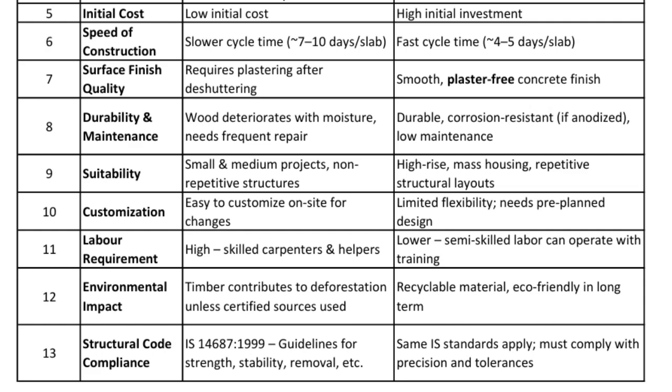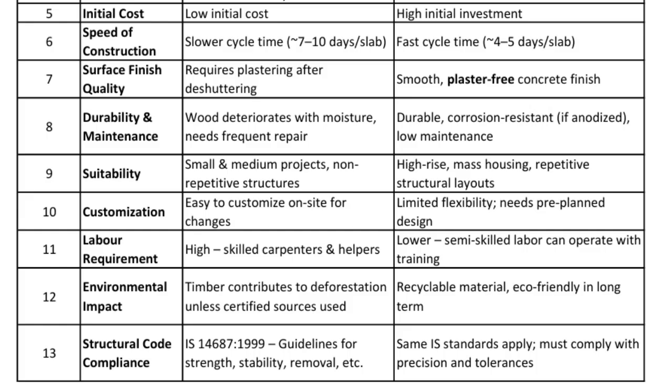Now, environmental impact. Timber contributes to deforestation unless it is from a certified source. Nowadays we are using wood from farm trees, not from natural trees. On the other hand, aluminum is a recycled material, eco-friendly in the long term. So from the environmental sustainability part also, we need to think and use the aluminum formwork. And the last one on the list is structural code compliance, which was already discussed.